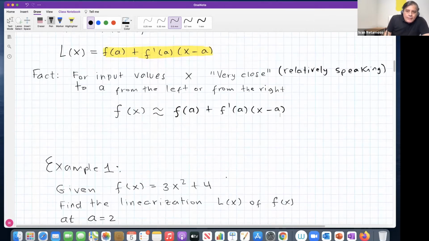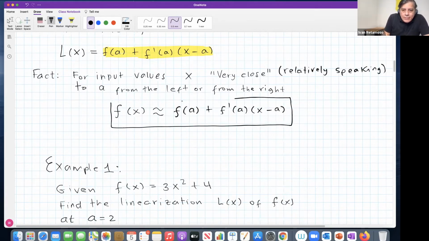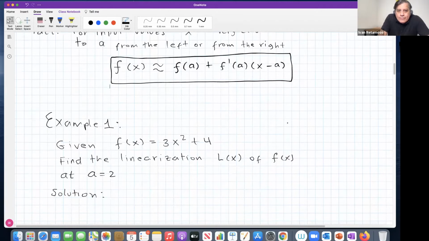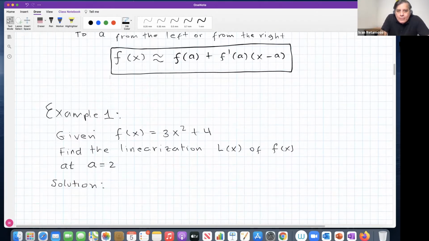Okay, so first, let's try to secure this. Let's try to see if, given a function, we can easily figure out its linearization. And then we will do some approximations. I will show you. So let's see here, for instance, example 1.